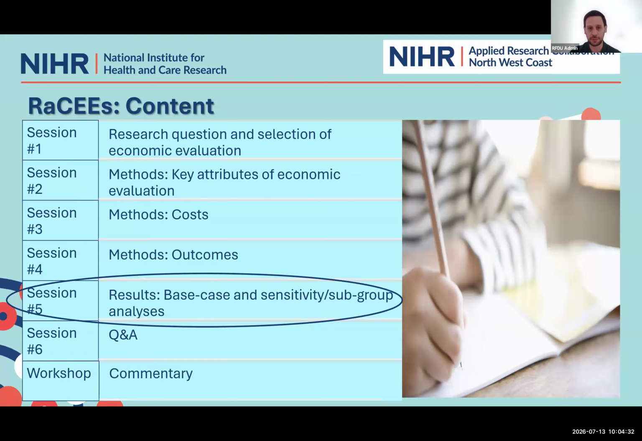We're going to talk about the analysis of an economic evaluation, how the costs and effectiveness sides come together, and how we try to interpret the results from a cost effectiveness analysis. And then we'll discuss the difference between base case and sensitivity subgroup analysis. So we'll go a bit more in detail around those concepts.